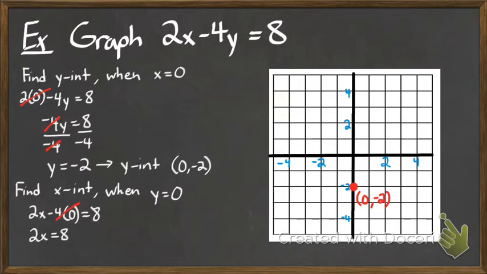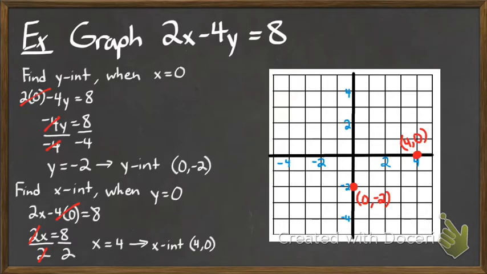Now to isolate x all by itself, divide both sides by 2. So 2 divided by 2 on our left side becomes 1, so we're left with x. And on the right side we have 8 divided by 2, which equals 4. So x equals 4. So our x-intercept occurs when x equals 4 and y equals 0.